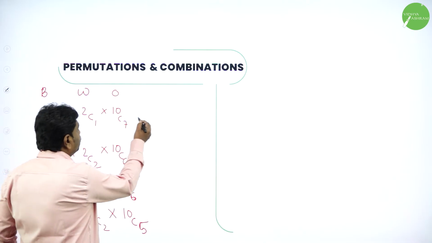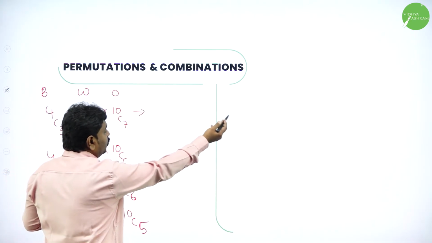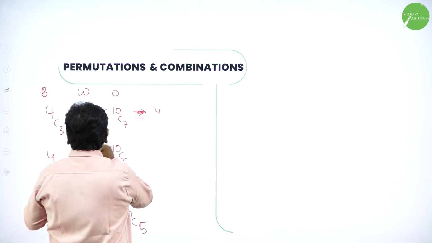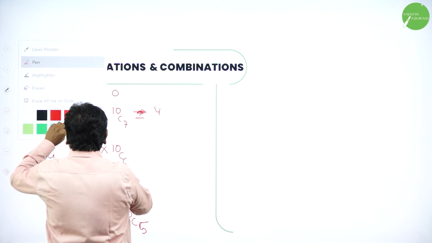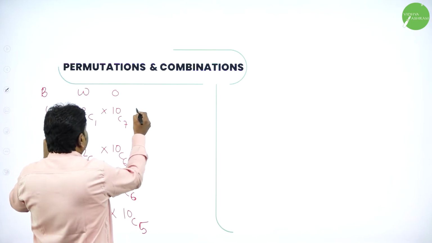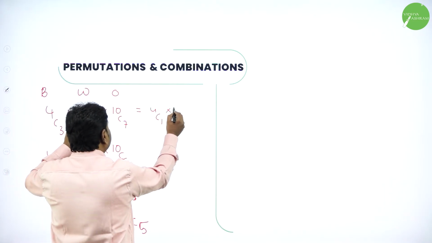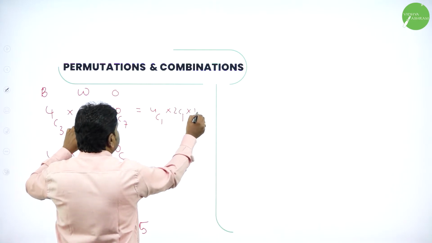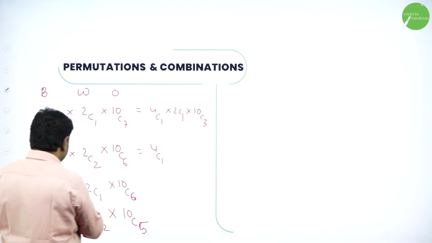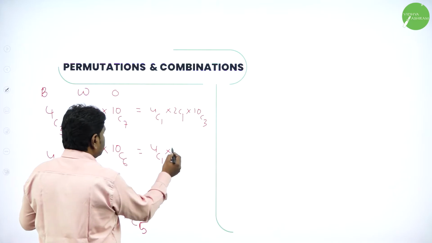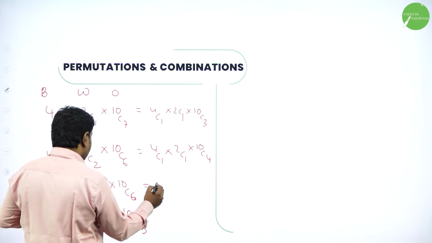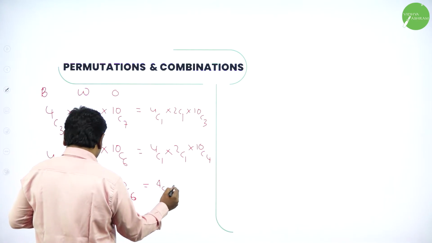So now simplify this situation. Let me write the equivalent values. 4C3 is the same as 4C1. This is 2C1, let it be. 10C7 is 10C3, subtracting 10 minus 7. 4C4 is 1, 2C2 is 1, and 10C6 is the same as 10C4. And 2C1 is 2.